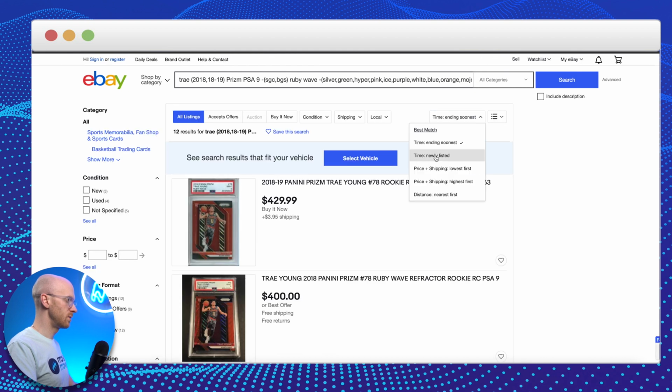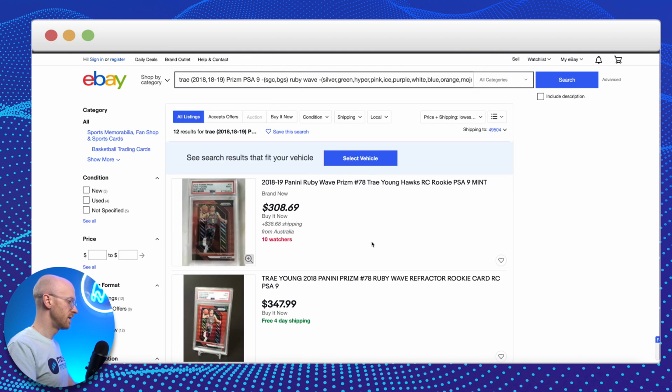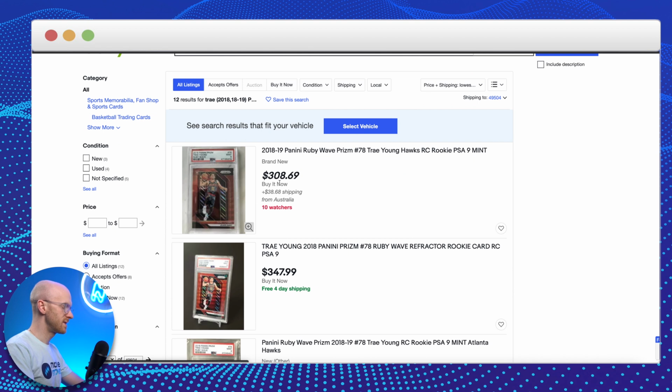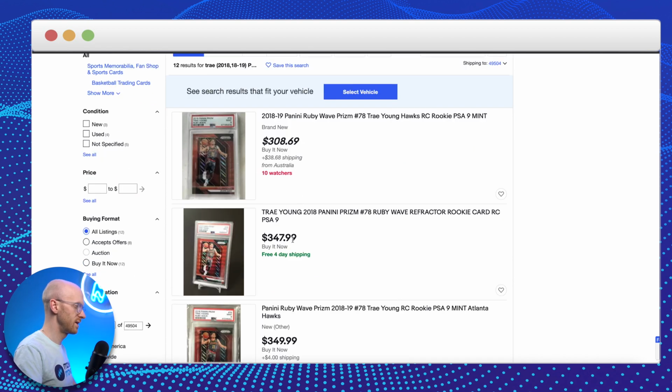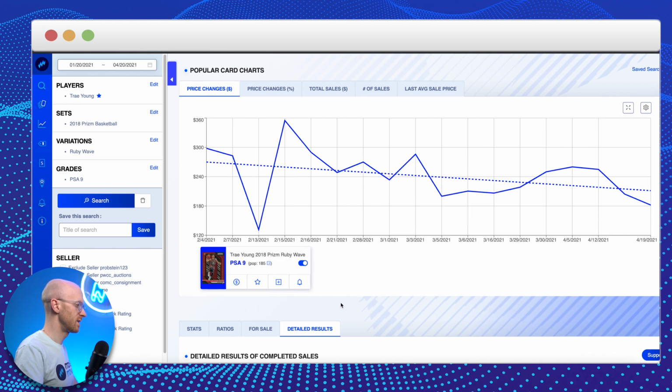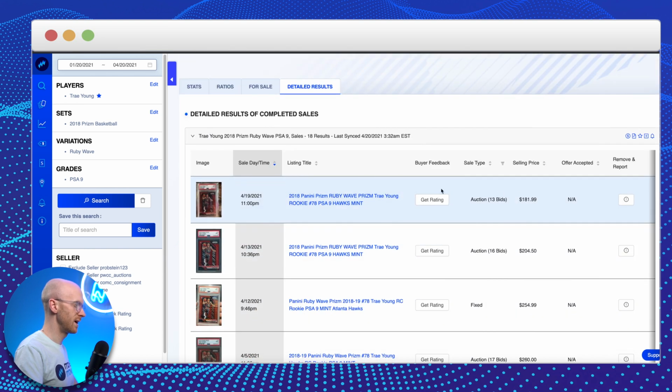And actually, I'm going to do lowest first. And it looks like my best price is going to be either this one that's going to potentially take forever to get here from Australia, or really around $350 on a Buy It Now. So obviously that's a substantial difference from this one that just ended for $182 on an auction.